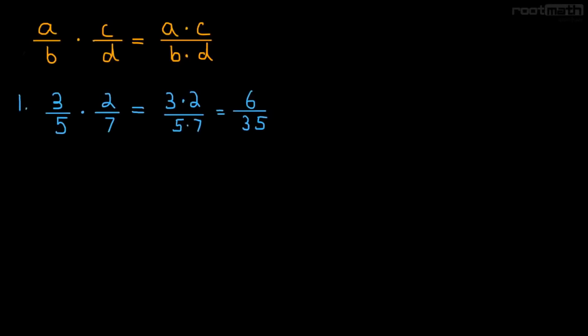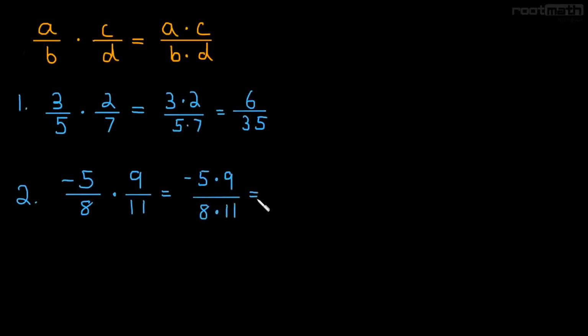Let's do another example. How about negative 5 over 8 times 9 over 11? Well, this is just negative 5 times 9 over 8 times 11. And negative 5 times 9 is negative 45, and 8 times 11 is 88. Just to be thorough, why don't we do one more example and then we'll talk about something different.